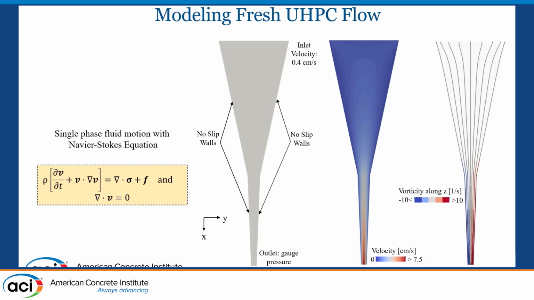So this is the fresh UHPC model that I used. I used a single phase fluid motion using the Navier-Stokes equation. I started with 3 different models. I started with a pure DEM model where both concrete and the fibers are modeled using DEM. So you introduce a lot of particles, which is super expensive computationally.